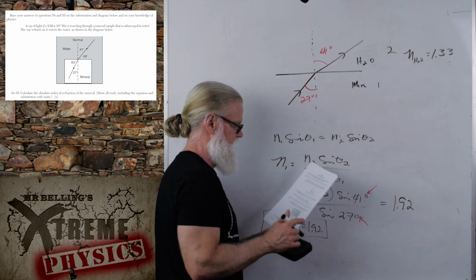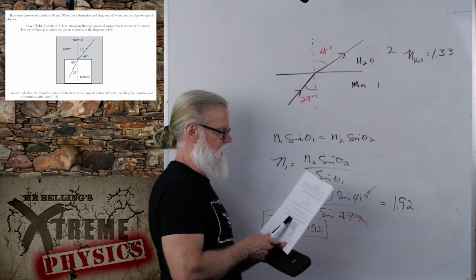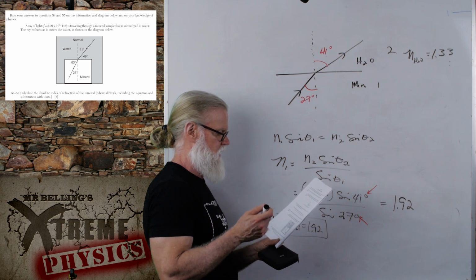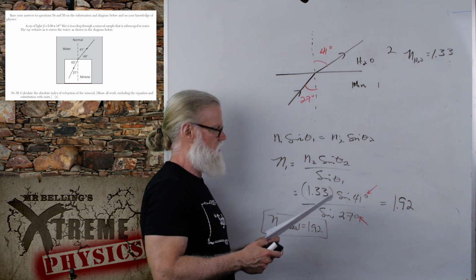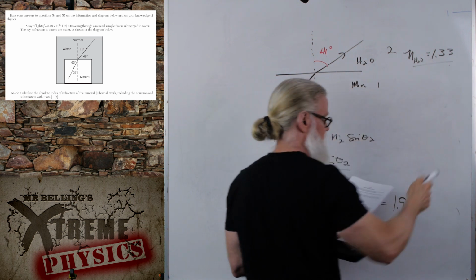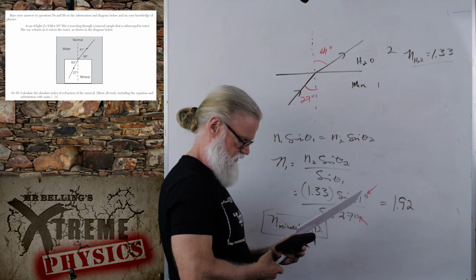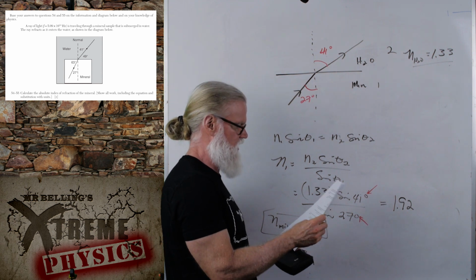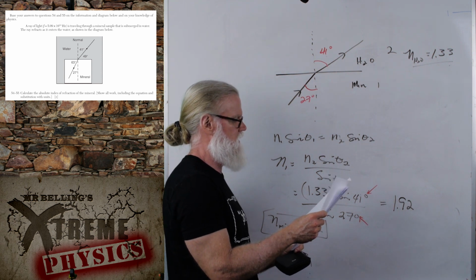The other key is that this had to be our favorite color of yellow, 5.09 times 10 to the 14 hertz. That way we could use our table and use that value for the index of refraction for water, because the index of refraction changes with color, with frequency.